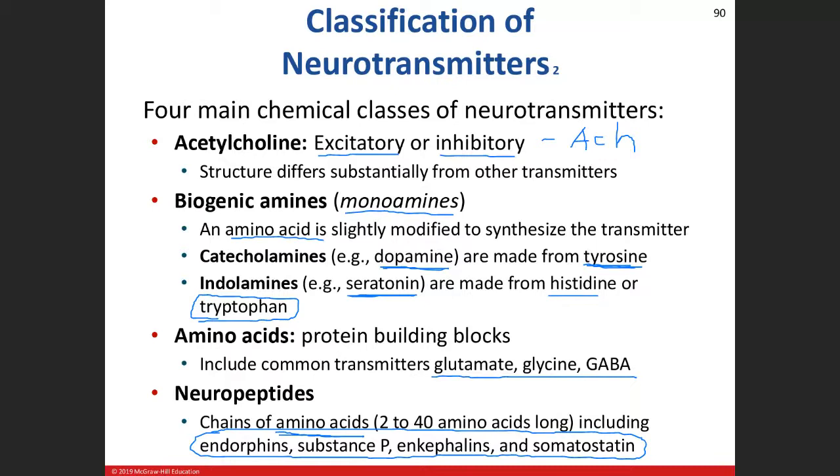Anyways, these guys are going to be made when you are in a state of euphoria. Substance P, unfortunately, is not made when you're in a state of euphoria. That's made when you're in pain. And substance P will irritate free nerve endings and send pain signals. Anyways, these are the four classes: acetylcholine, the biogenic amines, the amino acids, and the neuropeptides here.